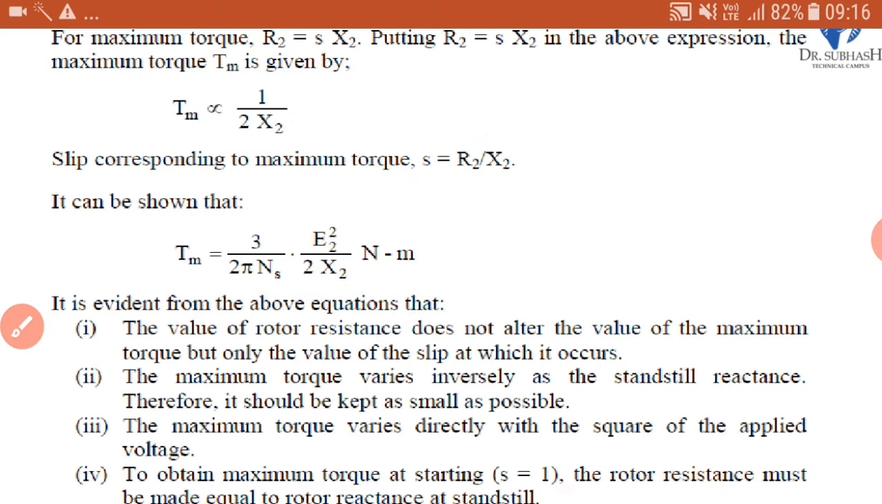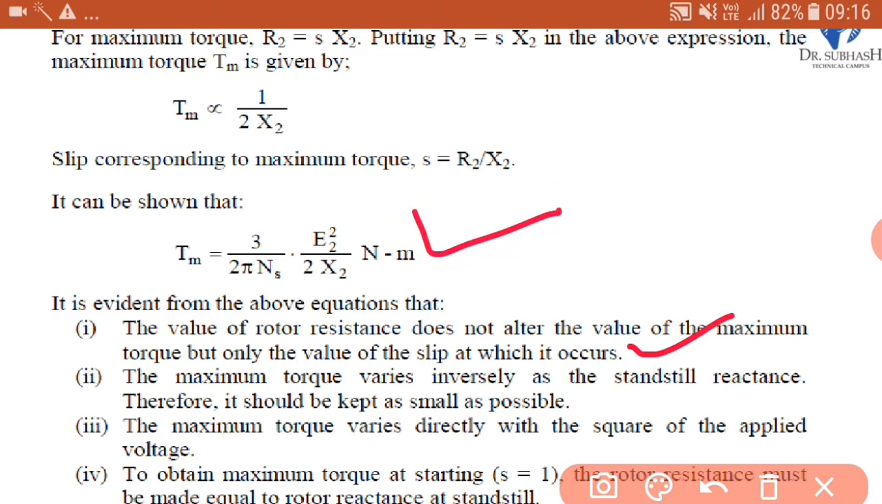So this is the maximum torque. It is evident from the above equation that the value of rotor resistance does not alter the value of the maximum torque, but only the value of the slip at which it occurs. The maximum torque varies inversely as the standstill reactance. Therefore, it should be kept as small as possible. So this we can observe from the formula. The maximum torque varies directly with the square of the applied voltage. So this also we have observed in the formula.